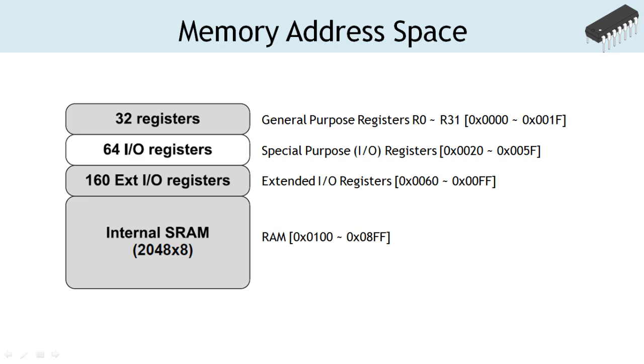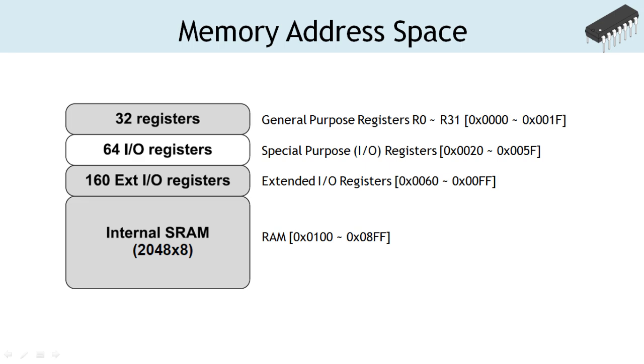The next 64 address locations starting from the address 0x20 to 0x5F are mapped to IO register. Some CPU registers are also mapped to this address space. For example, the 2 bytes of stack pointer, SPH and SPL, with the addresses 0x5E and 0x5D, belong to this address space. The data, address, and control registers of various peripherals are also mapped to this memory region.